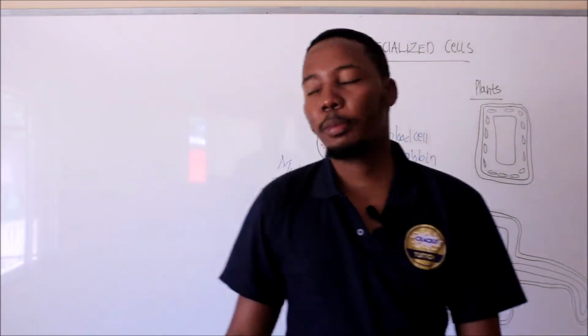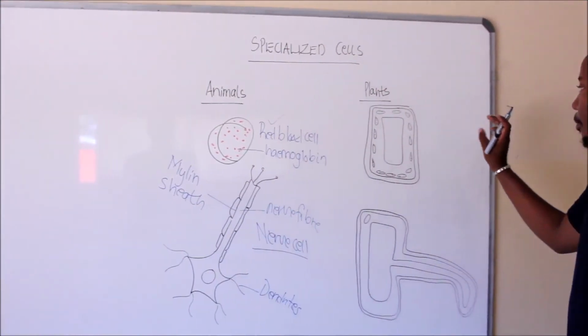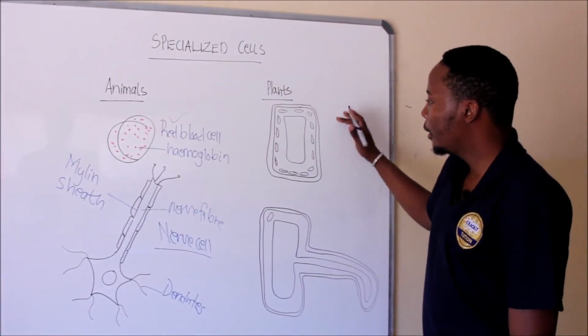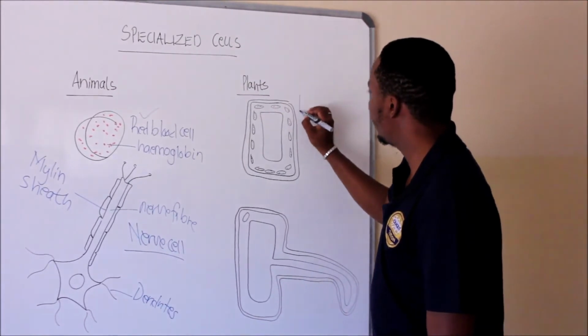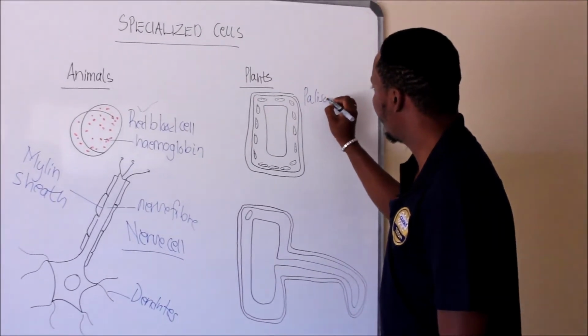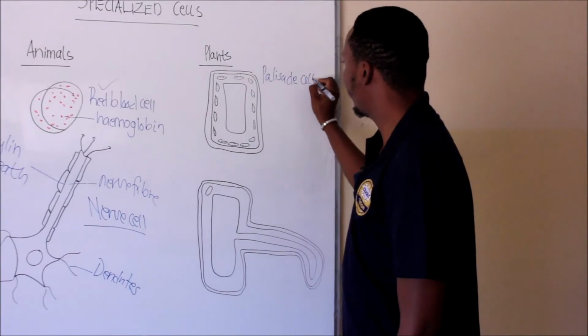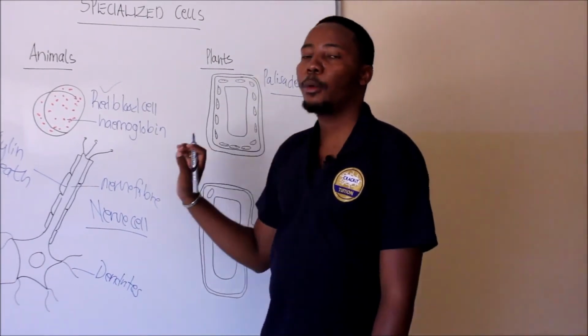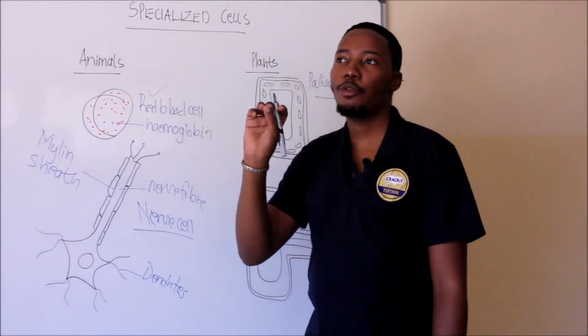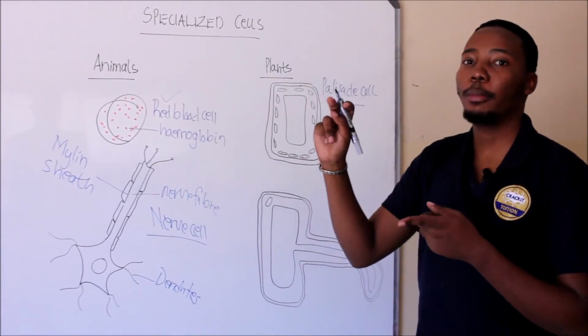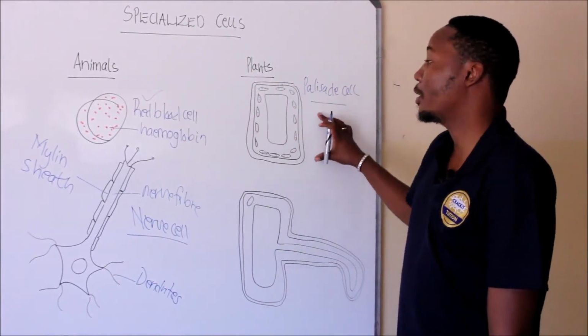Now let's move to specialized cells in plants. So if you look at the cell here, this one we call a Palisade cell. We find it in the Palisade mesophyll. When we are looking at the leaf, there's that tissue called the Palisade mesophyll. That's why we are going to have this kind of cells.